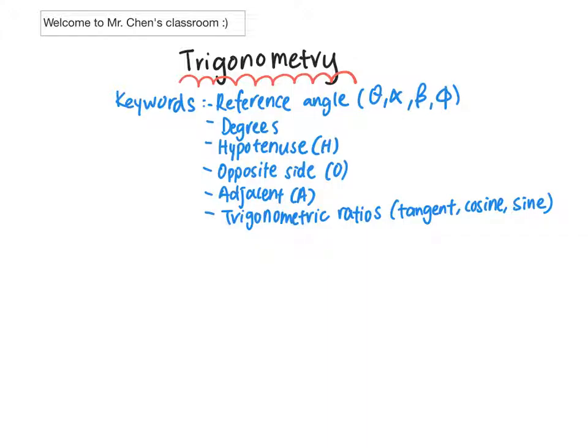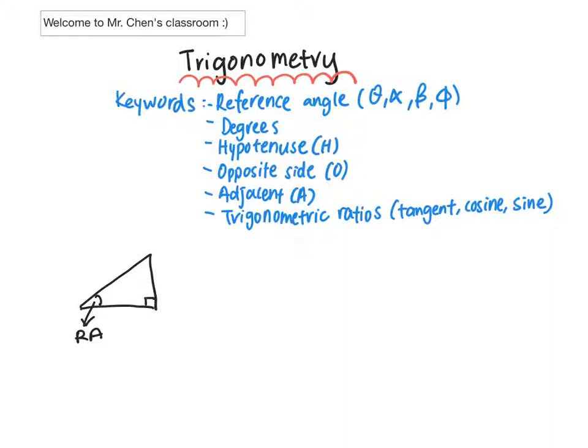Keyword number one is reference angle. If you can remember from a couple of videos ago, we talked about reference angle. So we've got a right angle triangle here, which has a 90-degree angle, and the reference angle is an angle that we are referring to. And the reference angle actually has quite a few acronyms that you can use for it.